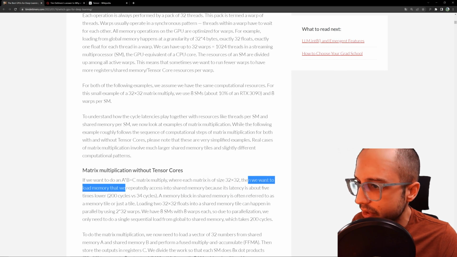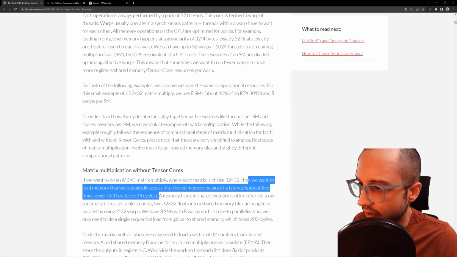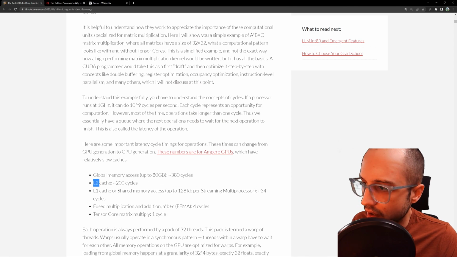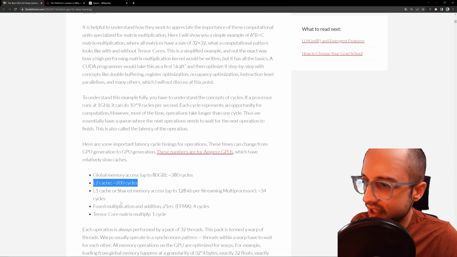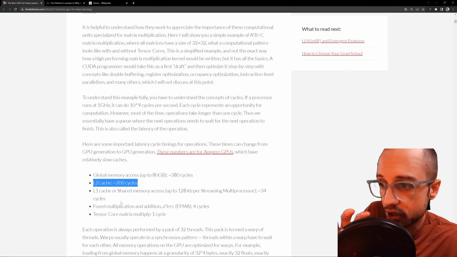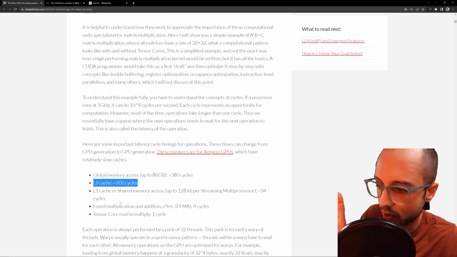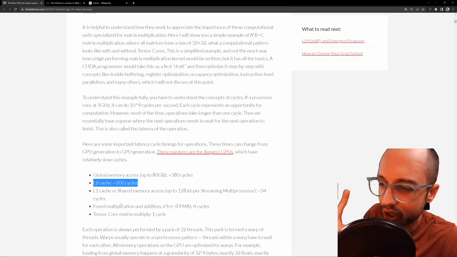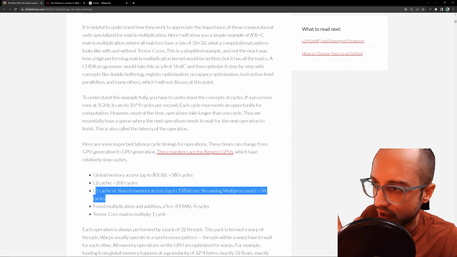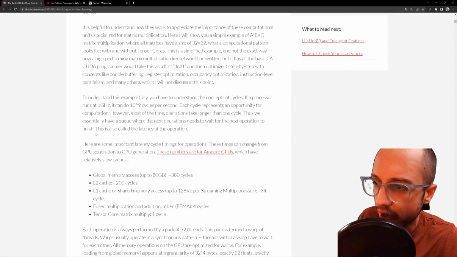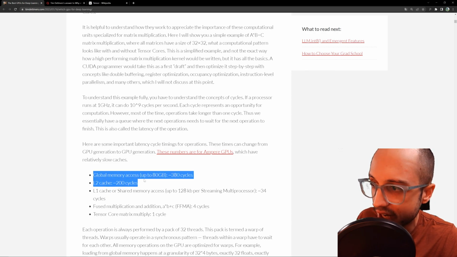We want to load memory that we repeatedly access into shared memory because its latency is about 5 times lower. Basically, you have this hierarchy of memory: memory that's closer to the tensor cores, then slightly further away, and even further away. The further away the memory is from the tensor cores, the longer it takes to load it and perform that matrix multiply. So a huge part of GPU optimization for speed is being clever about when we take things from the global memory and put them into the L2 cache, and when we take things from the L2 cache and put them in the L1 cache.